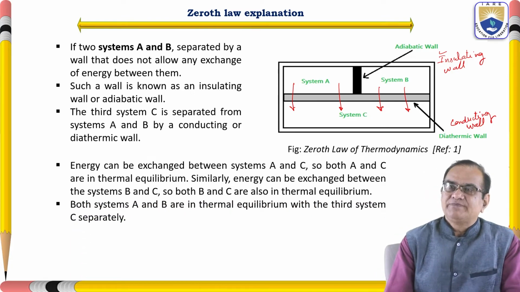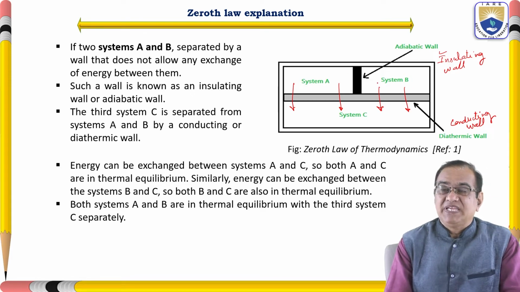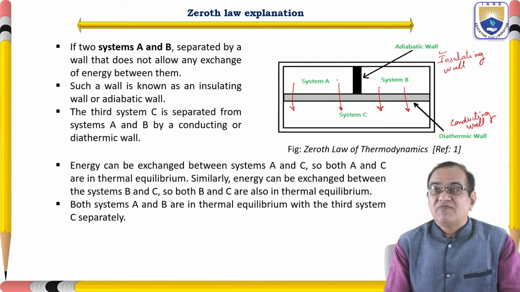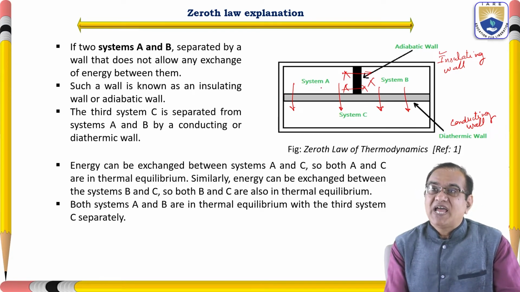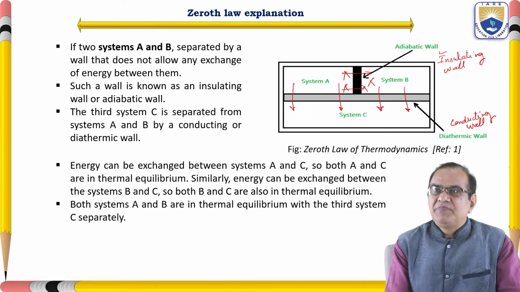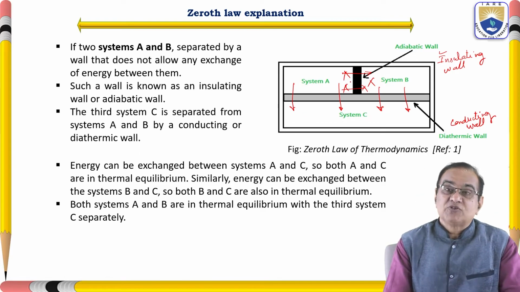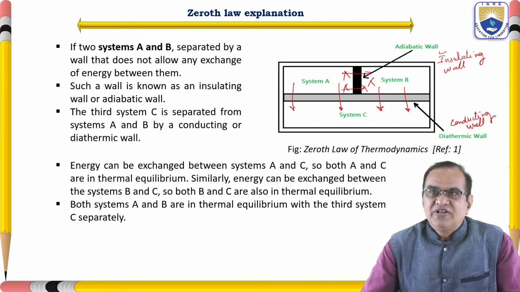So now what will happen? Systems A and B are not connected; they are separated by an adiabatic wall. This adiabatic wall does not allow anything to transfer between them. But because system C is there, after some time A and C are in equilibrium, and B and C are in equilibrium. After some time, A and B will also be in equilibrium. So that is called the zeroth law of thermodynamics.